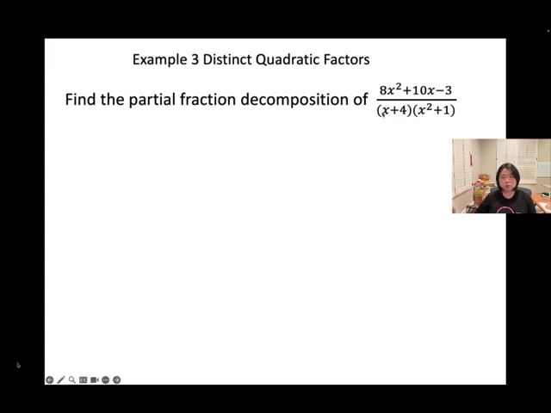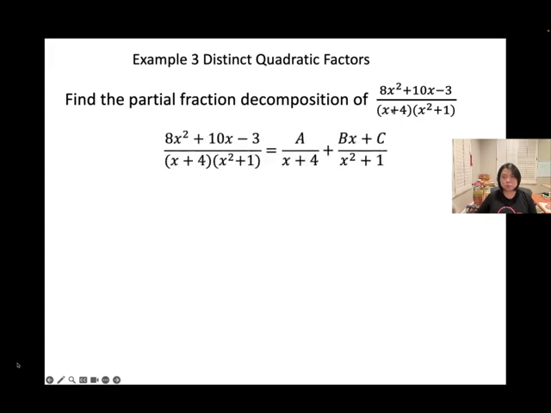Okay, look at this one. This is gonna combine case 1 and also case 3, right? I do have the linear factor here, and this guy is not factorable. So we're gonna let the first one use case 1. That will be A over (x + 4). And then this part is a quadratic factor and it's not factorable. So we're gonna let (Bx + C) over (x squared + 1).